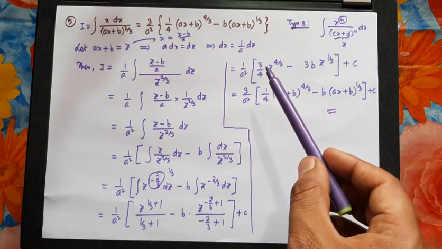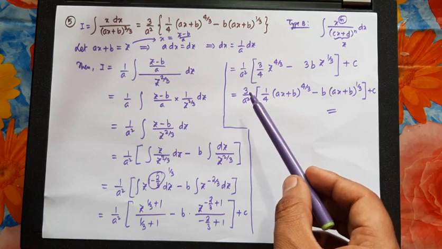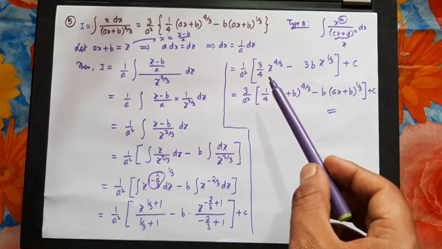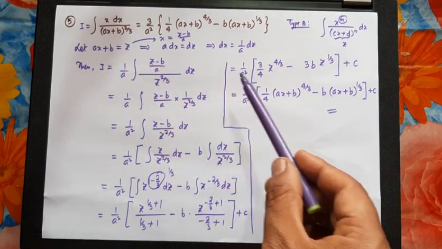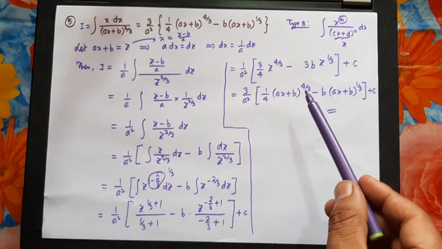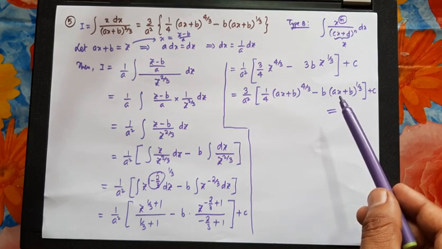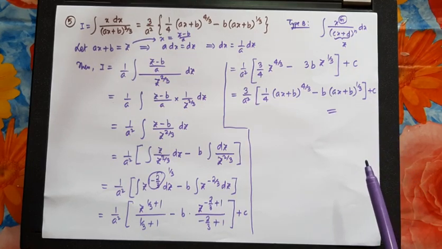So here we see that 3 is also common, right? So let me take out this 3 outside. So we have 3 by a square, and here 1 by 4 left, and what is z? z is equal to ax plus b. Okay, so (ax plus b) whole to the power 4 by 3 minus b, and again substituting the value of z, that is (ax plus b) whole to the power 1 by 3 with constant of integration.